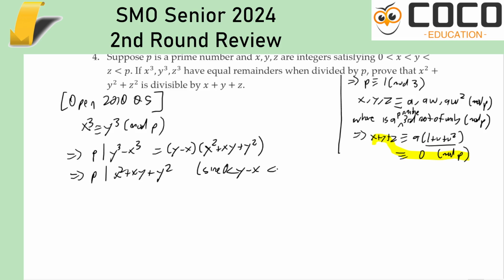Y minus x is also going to be strictly between 0 and p. Likewise, I can write the other two things down by symmetry. This makes sense to consider because it at least has something to do with x squared, y squared, and z squared.